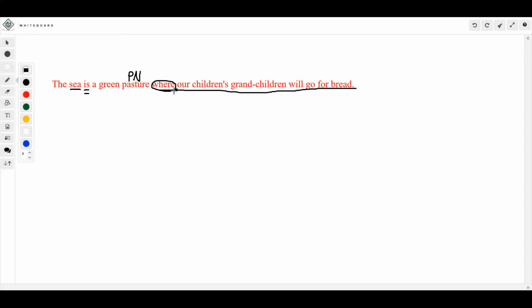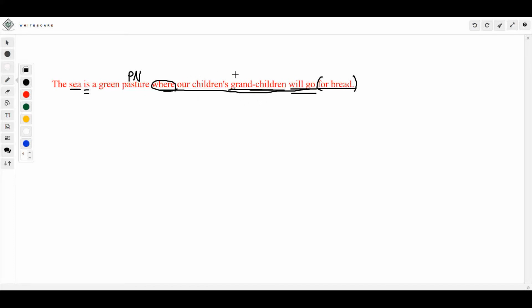Now, "where": what is it talking about? "Where" is telling us where the pasture is, right? Where our children's grandchildren will go for bread. So "for bread" would be a prepositional phrase. "Will go" is our verb. Who or what will go? I guess grandchildren would be your subject. I'm guessing. That's kind of weird, isn't it?